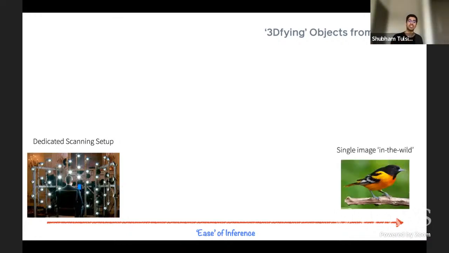And on the other extreme of this ease of inference is that if we can perform 3D inference from just a single image in the wild, I just see an object and casually capture a single image of it, and if that is sufficient to give me an accurate 3D model of it, then that's something that's extremely easy to use. And the inference for a new object that we're interested in becomes really, really simple. Some of the early approaches that we saw, while being very generic, are a bit more difficult to apply, whereas some of the single view reconstruction methods, as this axis illustrates, might be a bit easier to apply for new objects.